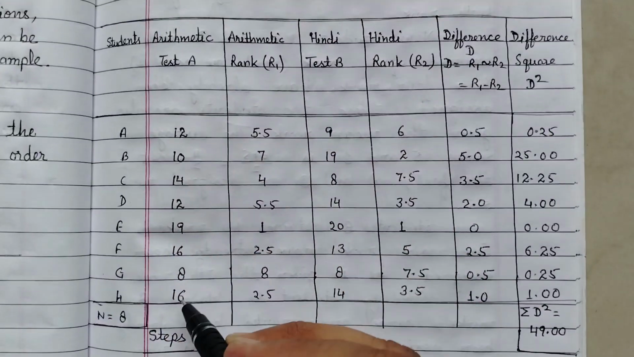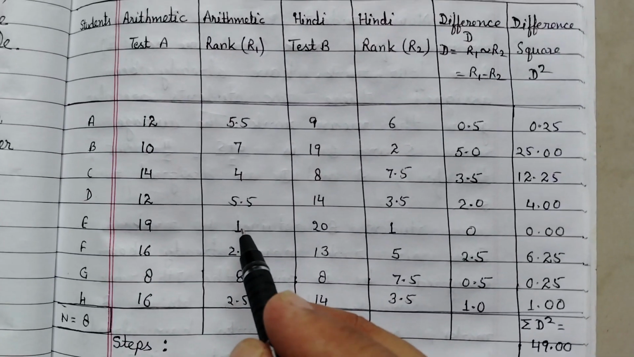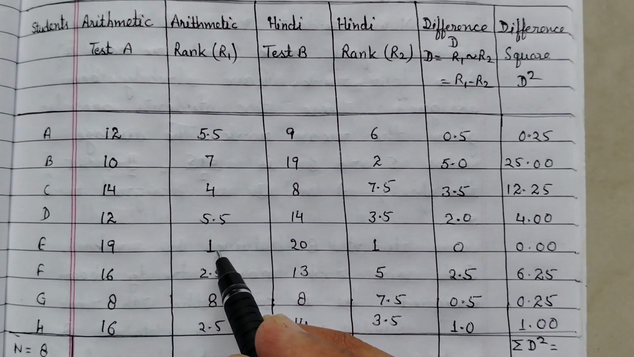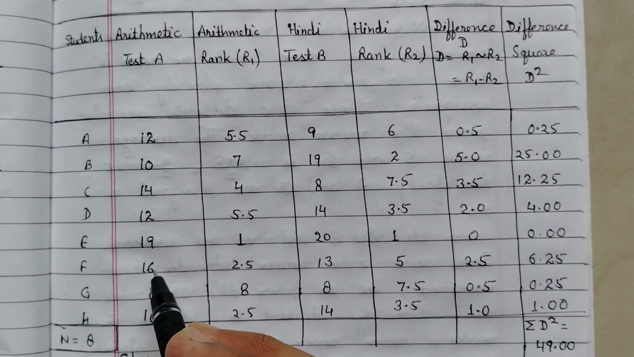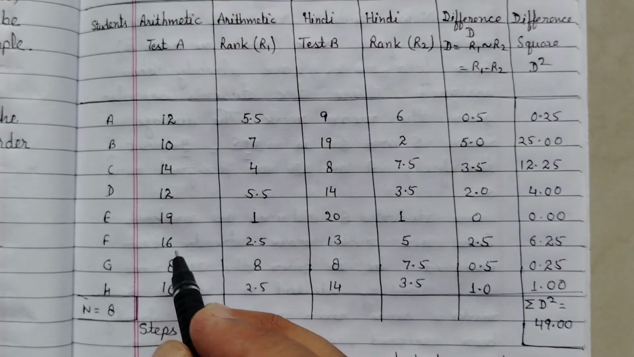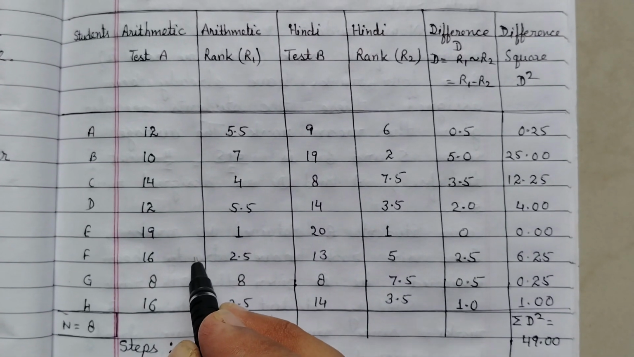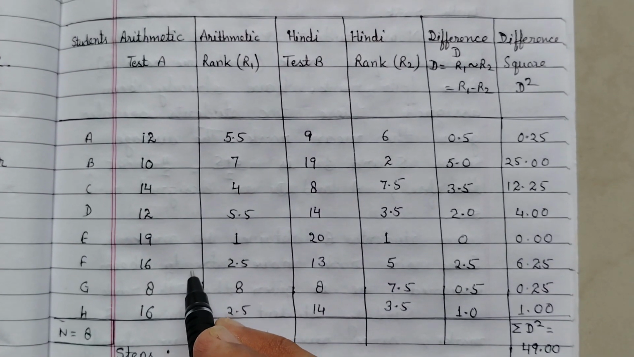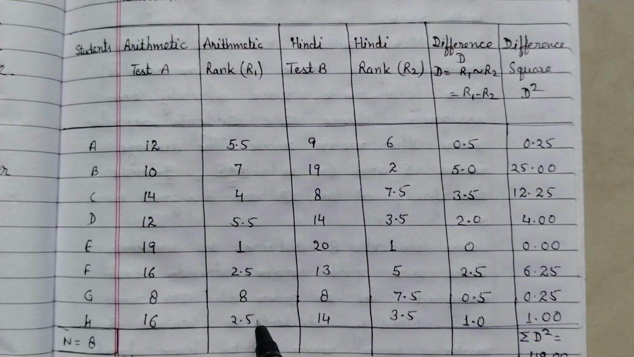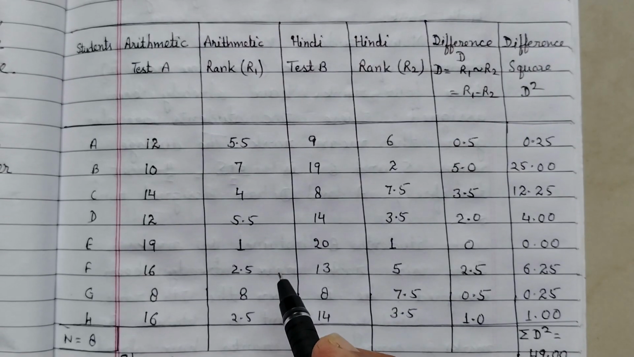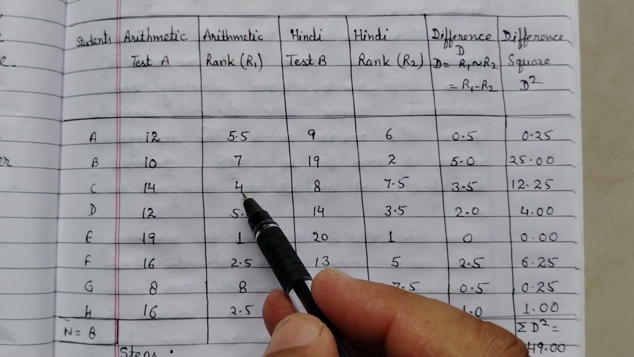Now look at the scores here. The highest score is 19, so rank 1 goes to student E. Then 16 is the next highest score, which F and H have both scored. So they occupy ranks 2 and 3: 2 plus 3 divided by 2, that is 5 by 2, which is 2.5. So 2.5 is given to this student and 2.5 to this student. In this way ranks 1, 2 and 3 have been covered. The next highest score is 14, so rank 4 is given.